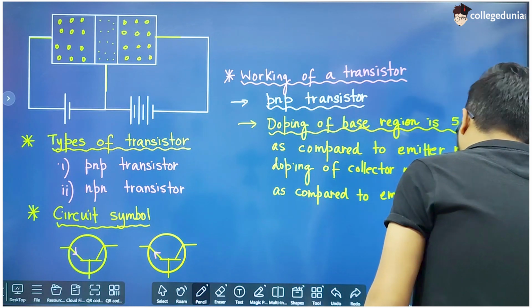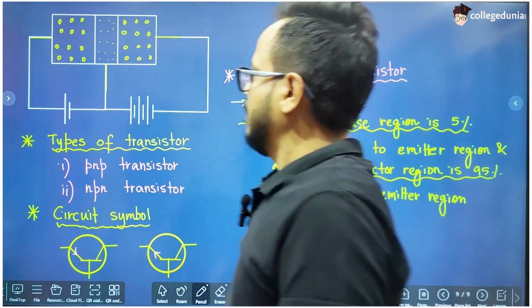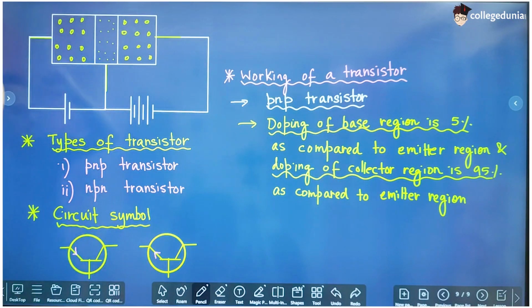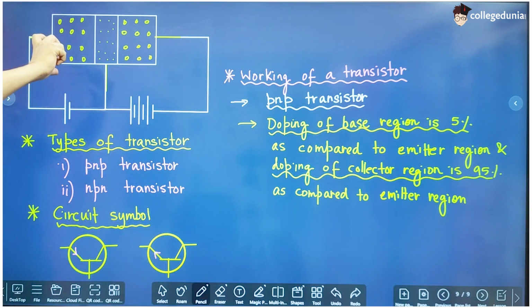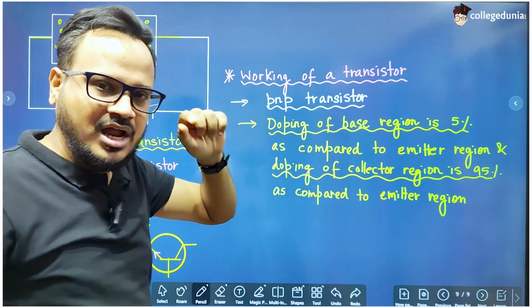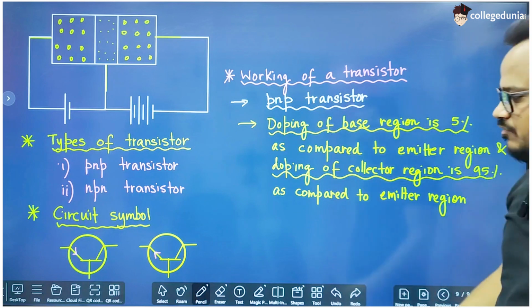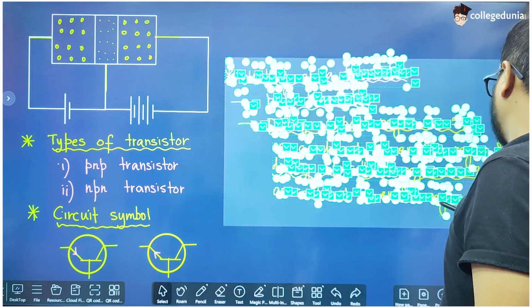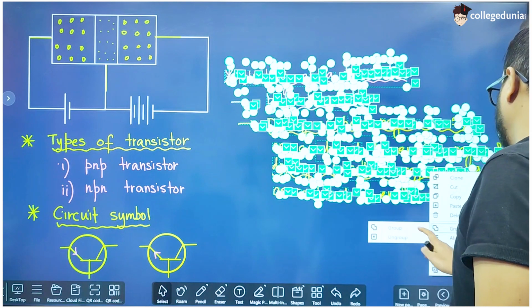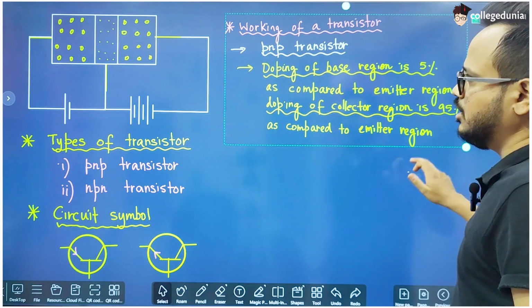Okay, what is the meaning? Suppose we have 100 holes in the emitter region, then compared to those 100 holes, there are only 5 electrons in the base region and 95 holes in the collector region. So that is the meaning of this. These figures must be remembered. Only then you will be able to understand the working of the transistor, right?